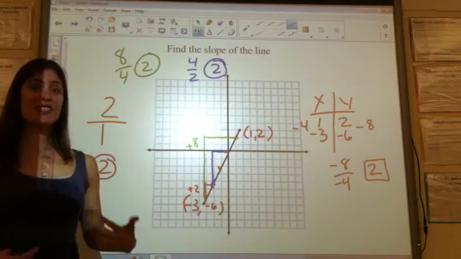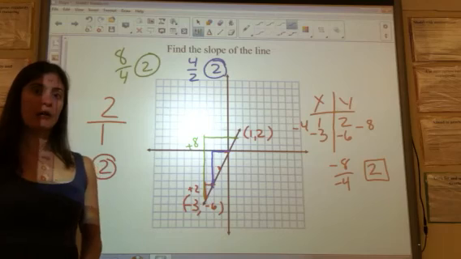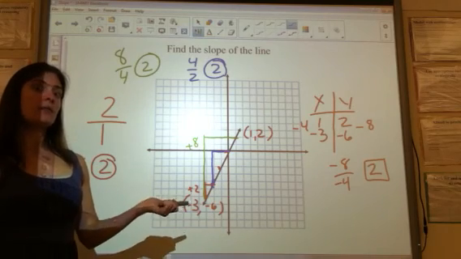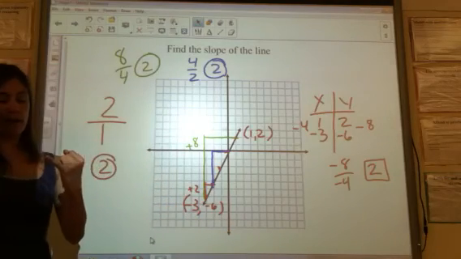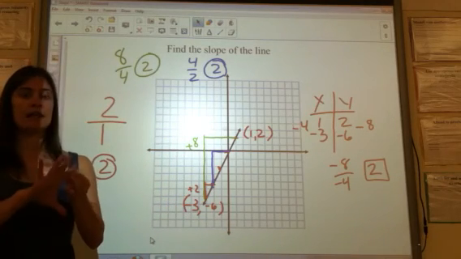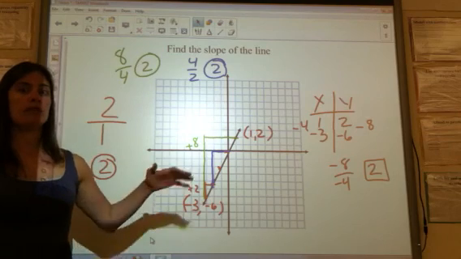And after we master the skill of finding slope, we're going to learn how to graph lines given just the equation. So from this video, you should know how to find the slope given the equation of a line, given 2 points, and hopefully given a graph.